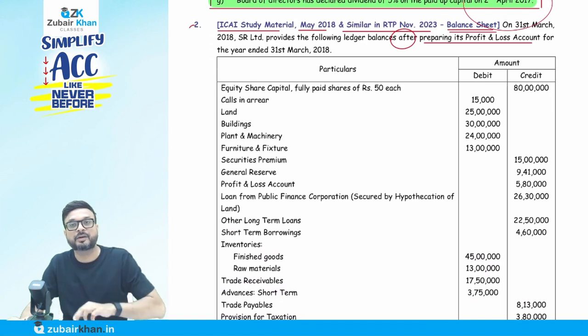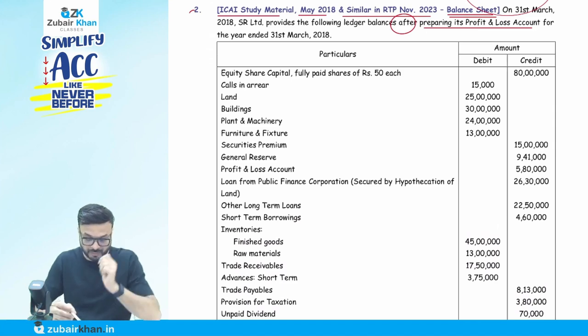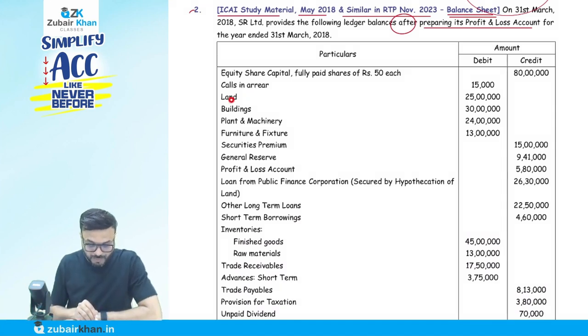Now here, equity share capital, fully paid up shares of rupees 50 each, 80 lakhs. Calls in arrears 15,000. Land 25 lakh, building 30 lakh, plant and machinery 24 lakh, furniture and fixtures 13 lakh, securities premium 15 lakh, general reserve 9 lakh 41,000, profit and loss account 5 lakh 80,000. Loan from Public Finance Corporation secured by application of land 26 lakh 30,000. Other long-term loan 22 lakh 50,000. Short-term borrowing 4 lakh 60,000.